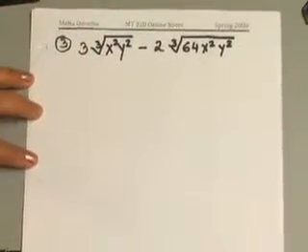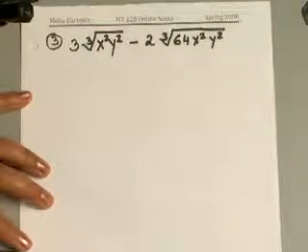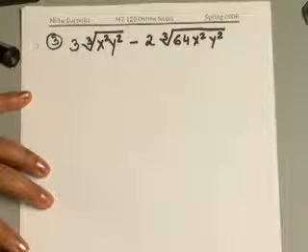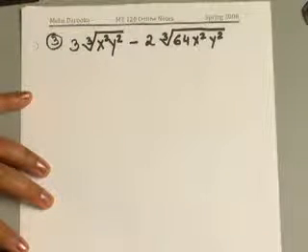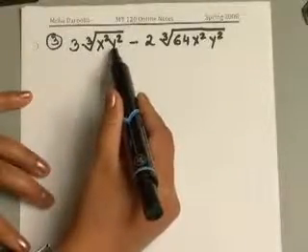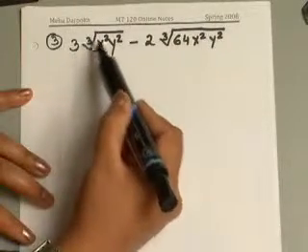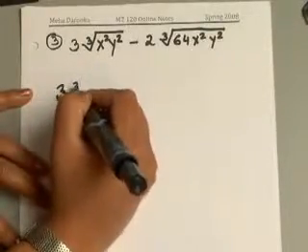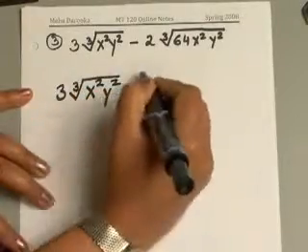In this one, you have 3 cube root of x squared y squared minus 2 cube root of 64 x squared y squared. Again, you want to try and do the same thing that we did with the square roots. Go ahead and simplify your radical if you can. Now in the first one, you have x squared y squared. You can see that both these exponents are less than 3. So that tells you you cannot simplify this any further. So this stays the same.